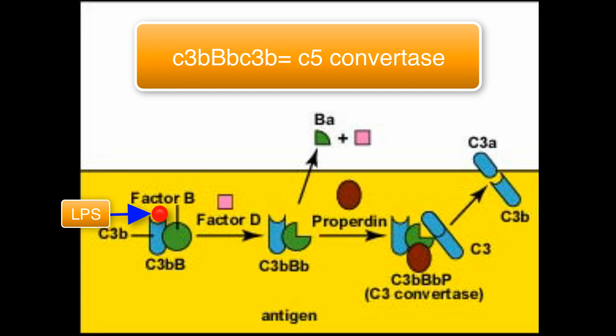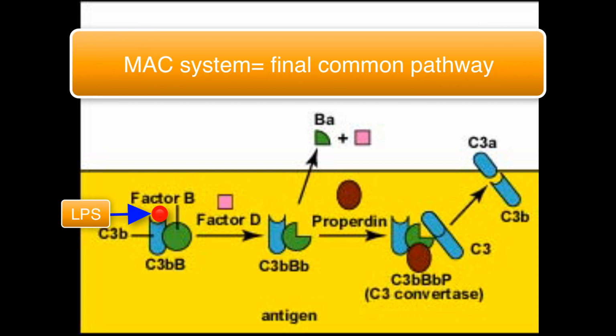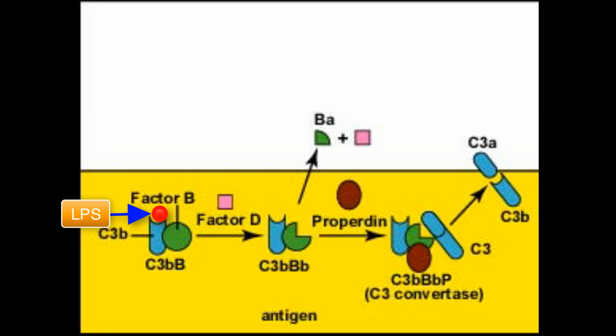So now you will have a complex of C3b, Bb, and C3b. These together will form the other enzyme complex, as in classical pathway, called C5 convertase. The C5 convertase will now continue as MAC, and it's exactly the same pathway as the classical. That's why we call the MAC system the final common pathway, because this will be found in all three of the pathways.